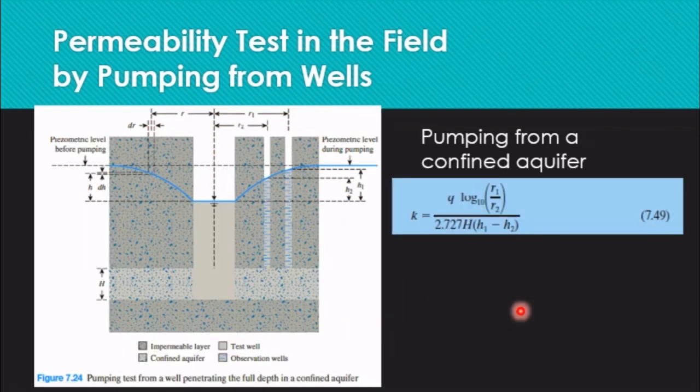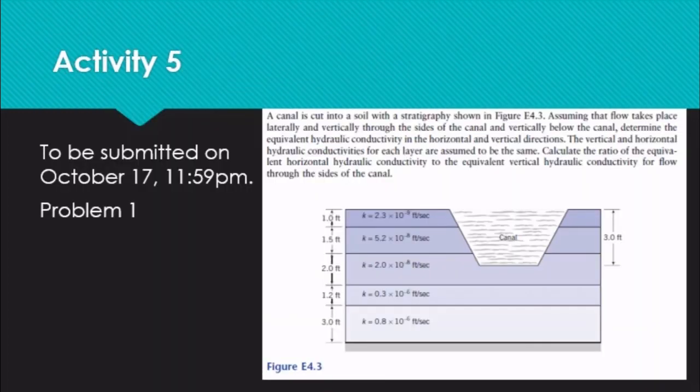Pag yung pumping well mo ay confined aquifer, ibig sabihin nasa pagitan siya ng dalawang impermeable layer, like this one, ito yung soil or yung aquifer, ito impermeable, ito impermeable din. Ito naman ang magiging formula na gagamitin mo. Ganun pa rin yung mga parameters, R1, R2, H1, H2. And then, H is the height or the thickness of the aquifer. Yan. Madali lang naman yun, apply mo lang doon sa formula.